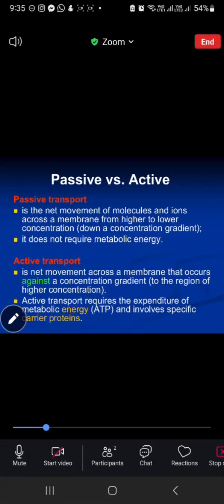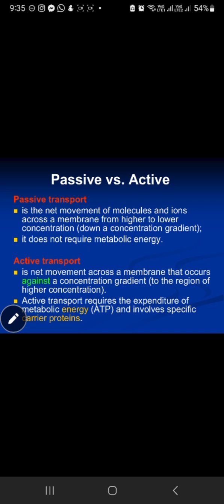Passive transport is the net movement of molecules and ions across the membrane from higher to lower concentration, down the concentration gradient, and it doesn't require metabolic energy. When I ask in an MCQ about transportation that doesn't require metabolic energy, you cannot choose active transport because it requires metabolic energy. Active transport is the net movement across the membrane against the concentration gradient, and yes, it requires ATP and a carrier protein.